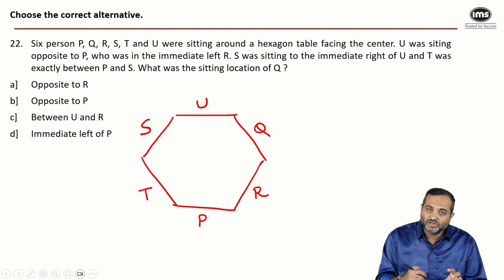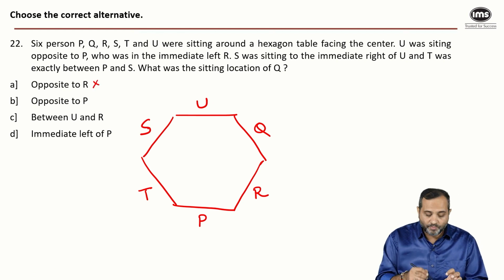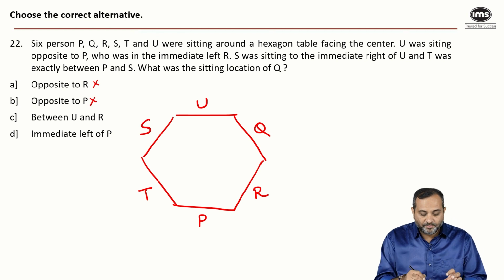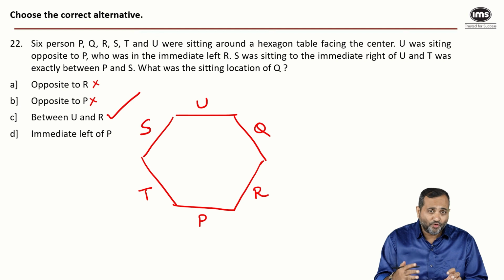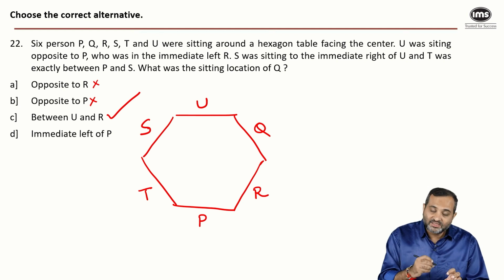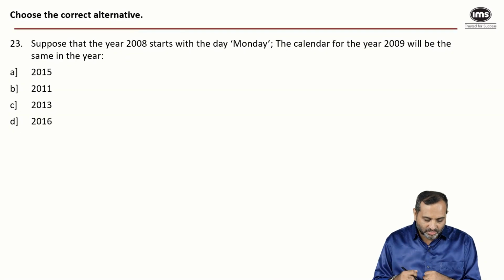So what is my question? What was the sitting location of Q? Let's look at the options. Is it opposite to R? No. Is it opposite to P? No. Is it between U and R? Yes, and hence the answer. If you want, just check the last option. It says immediate left of P. Left of P is T and not Q. Hence, answer is option C. Let's look at the next question.